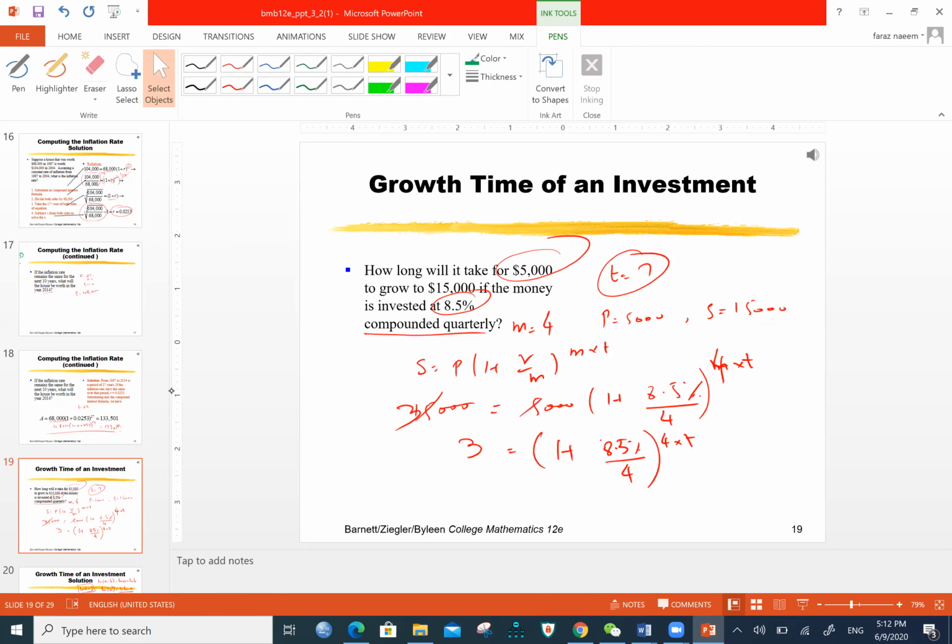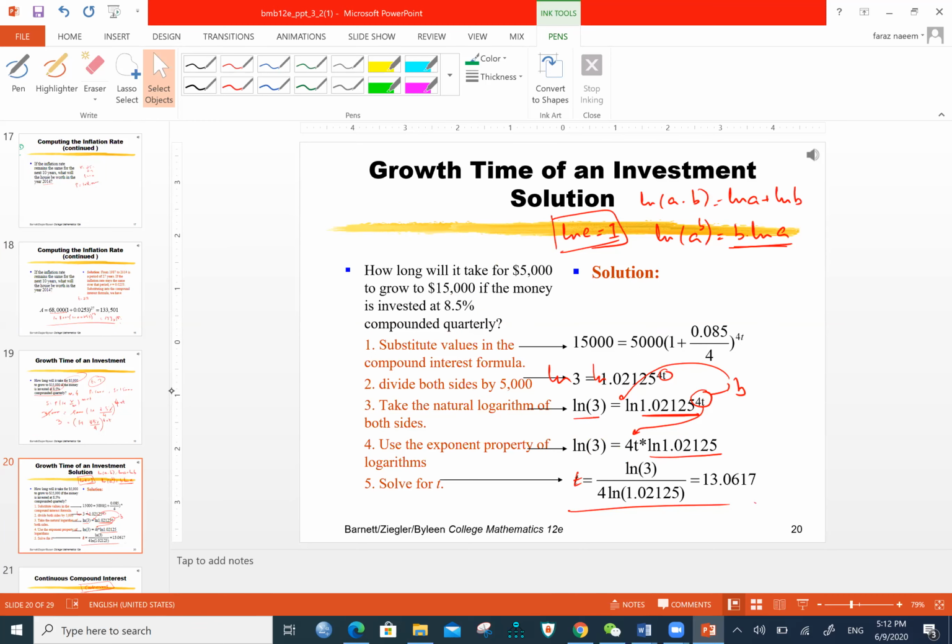I have a question. If we don't know what n is, what's the equation? Because n is an exponent, right? Yes. So what would the equation look like if you're trying to find n? Isn't it m times t? Yeah. It is not actually n, it's m cross t.